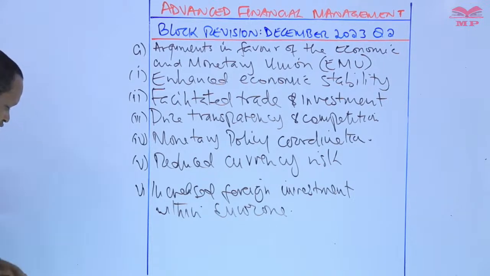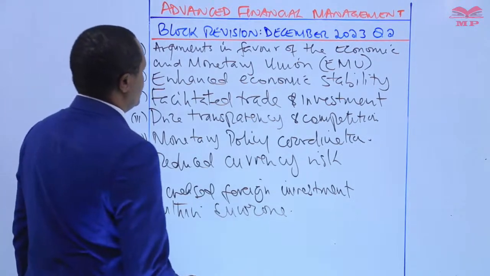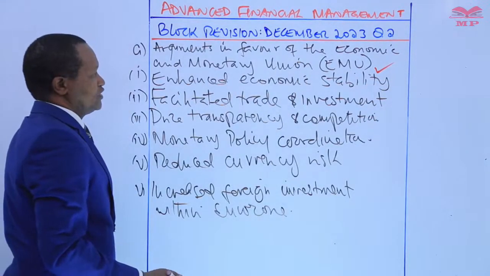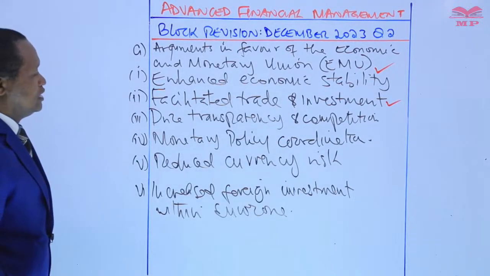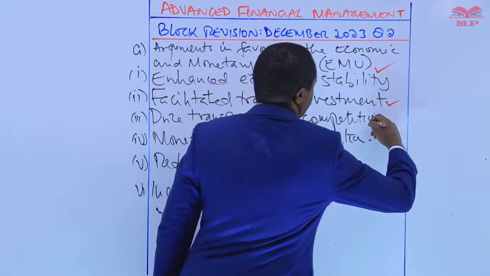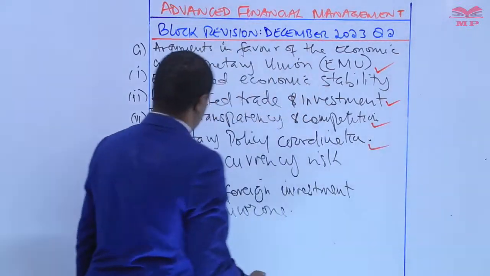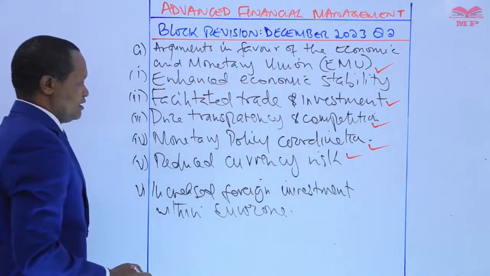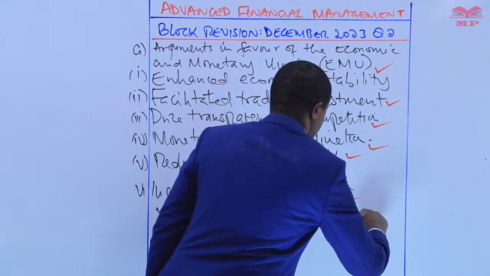Candidates were to give 6 to earn the 6 marks. The first argument is in relation to economic stability. Number 2, it facilitates trade and investment. Number 3, EMU leads to what we call price transparency and competition. Number 4, monetary policy coordination. The other argument is in relation to currency risk. And lastly, foreign investment within the Eurozone, 6 marks.